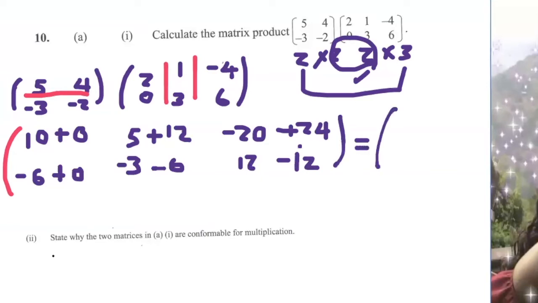So in my matrix, I will have 10 plus 0, that's 10. Minus 6 plus 0, that's minus 6. 5 plus 12, that's 17. Minus 3 plus minus 6, that's minus 9. Minus 20 plus 24, that's 4. And 12 minus 12, that's 0. And as you can see, I have the order 2 by 3, 2 rows and 3 columns.